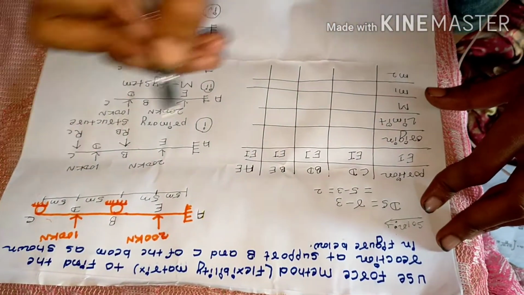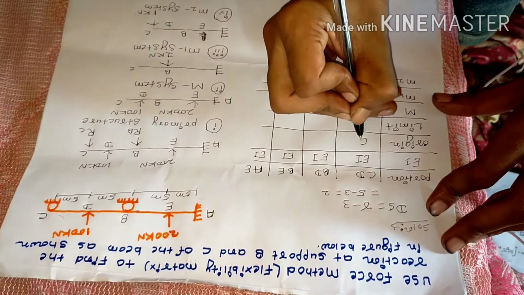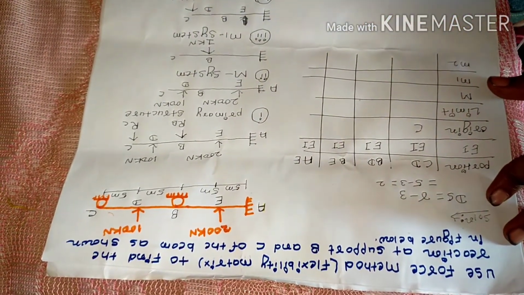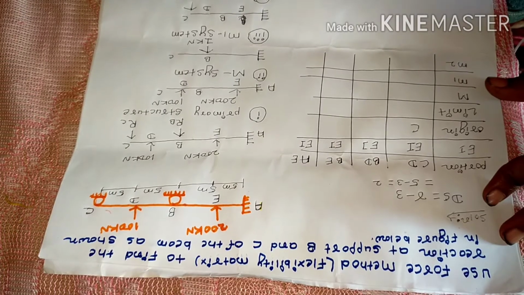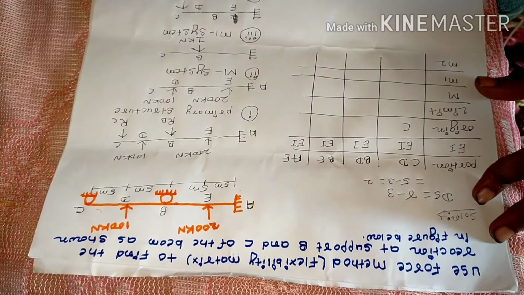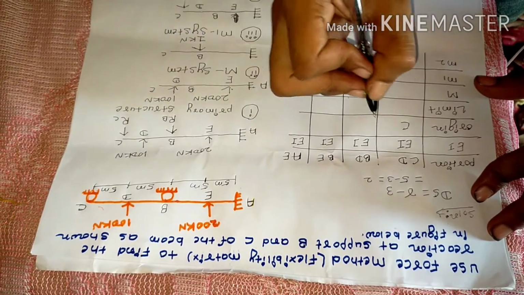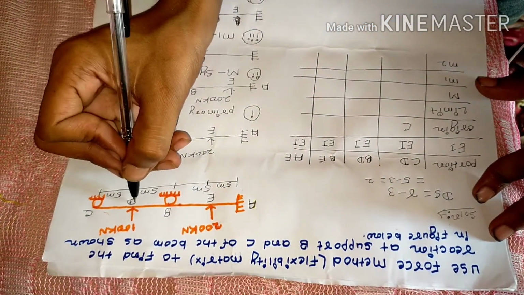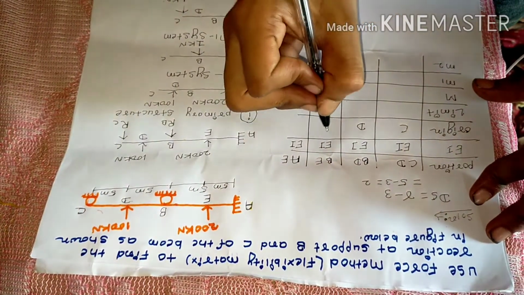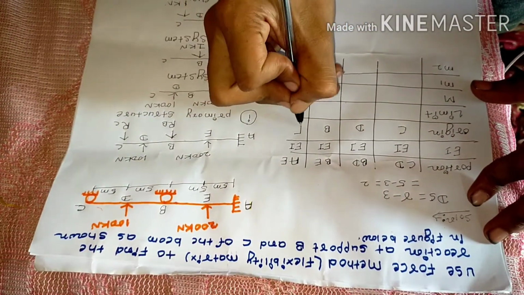Now for portion CD, let us assume C as the origin. This depends on how you choose the origin, but always keep in mind that on moving from left to right, take clockwise as positive, and on moving from right to left, take anti-clockwise as positive. So keep that in mind. For portion BD, let us assume D as the origin. For portion BE, let us assume B as the origin. For portion AE, let us assume E as the origin.